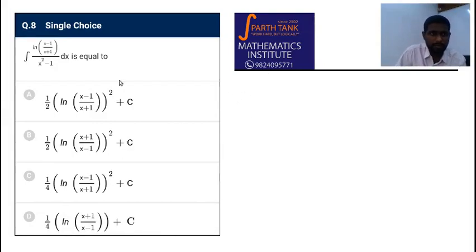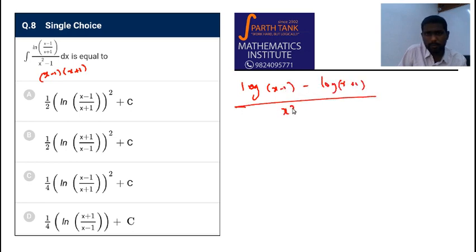Let us move on to question number 8. A very simple indefinite integral problem. Ln of x minus 1 by x plus 1 by x squared minus 1. This is also x minus 1 into x plus 1, okay? That gives us the clue. So write the numerator as log of x minus 1 minus log of x plus 1 upon the denominator, which can be x squared minus 1.